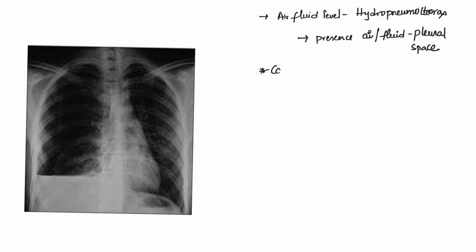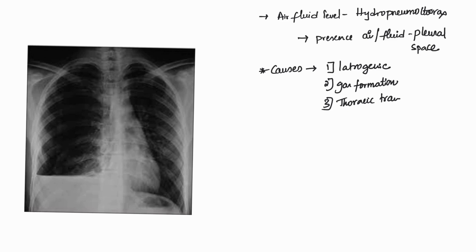And what are the different causes of hydropneumothorax? Number 1, the most important cause is iatrogenic. Okay, iatrogenic is the most common cause. That is because of introduction of air during the pleural fluid aspiration in the clinics. Okay, and the next is the presence of gas forming organisms in the infection can lead to the formation of air in the pus. And number 3 is thoracic trauma. And the fourth cause is very important, bronchopleural fistula. This can lead to hydropneumothorax.